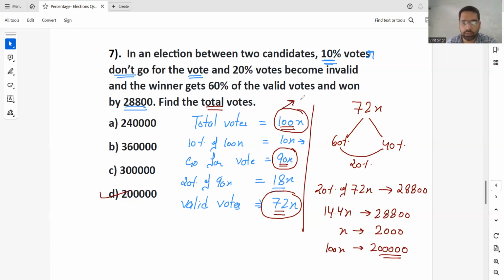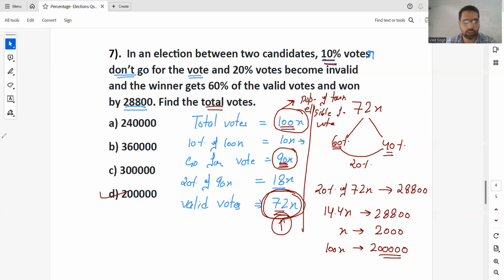100x is the population of a town eligible for vote. 100x are the people who are eligible for the vote, and if 10% people don't go for the vote, then 90x people go for the vote, and 20% votes become invalid, then 72x votes become valid votes. And we will calculate how many votes a winner gets and a runner-up gets on valid votes. Clear? We will calculate who will win in the election based on the valid votes.